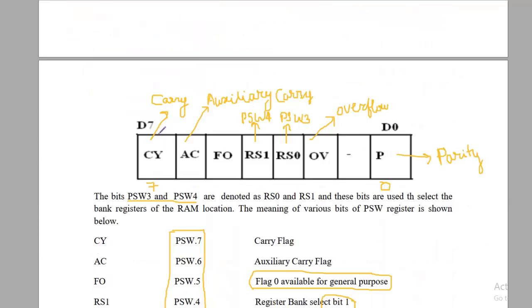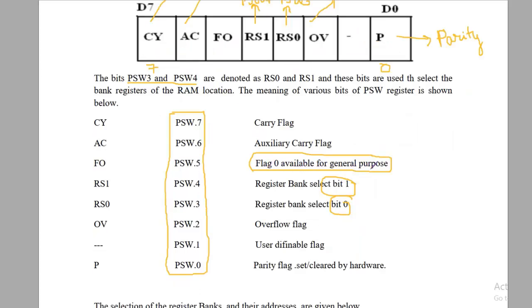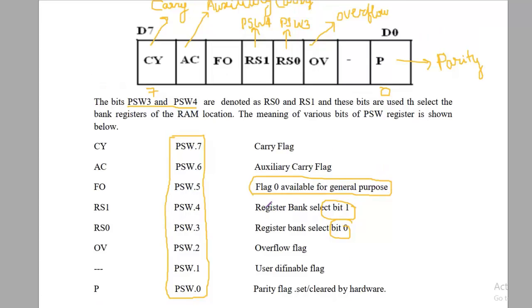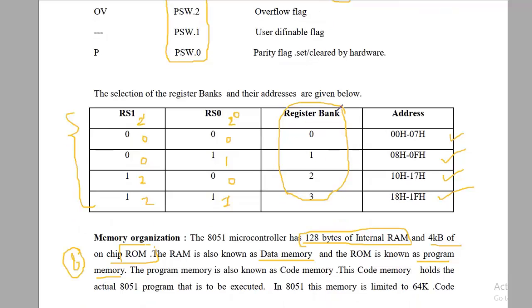Okay, so there is a diagram. This one is the carry, this is the auxiliary carry, and this one is flag 0 that is available for general purpose. Then we have register bank select bit 1 and register bank select bit 0. We will be covering this register bank in this part. Okay, so next is the overflow flag. If the stack overflows or anything overflows, then we can use this flag. Next is the parity. Okay, so register bank basically represents which registers are to be used.